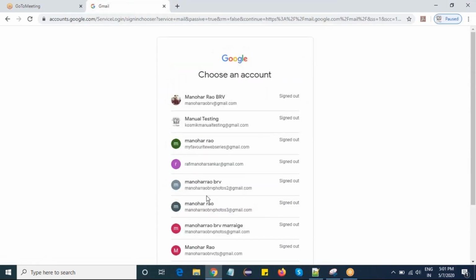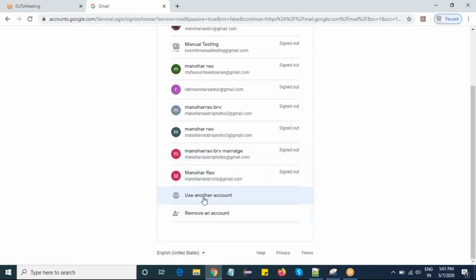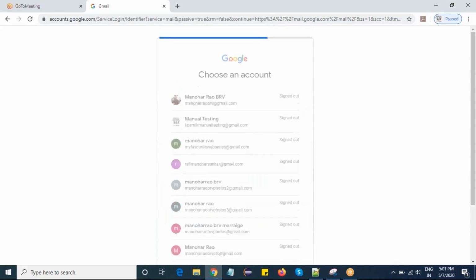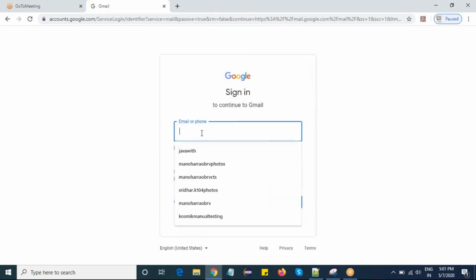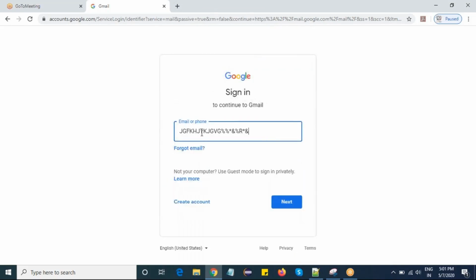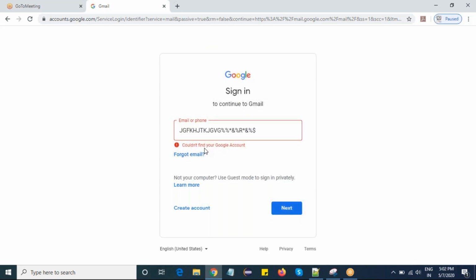I will show an error. Now tell me whether it's a defect or not. Right now, I'm entering some values like this. If I click on next, what will happen? I have combined special characters and capital letters. If I click on next here, yes, I can see an error: could not find your Google account. Is it a defect? No, right? So whatever error we see cannot be a defect.